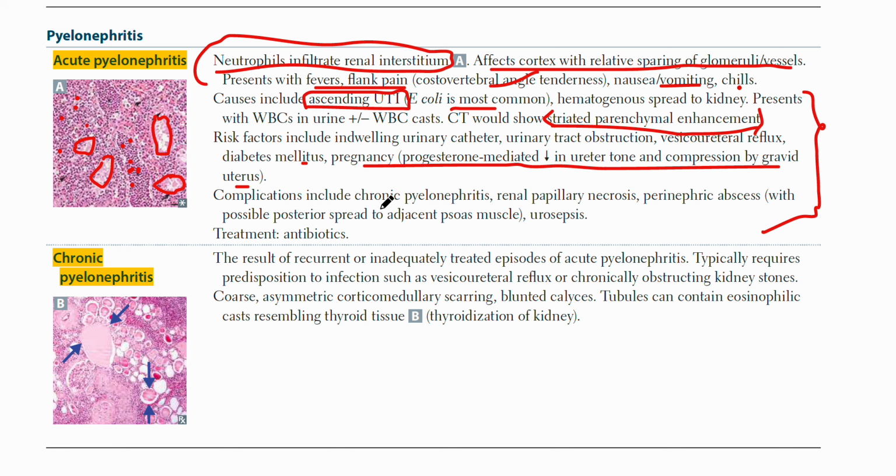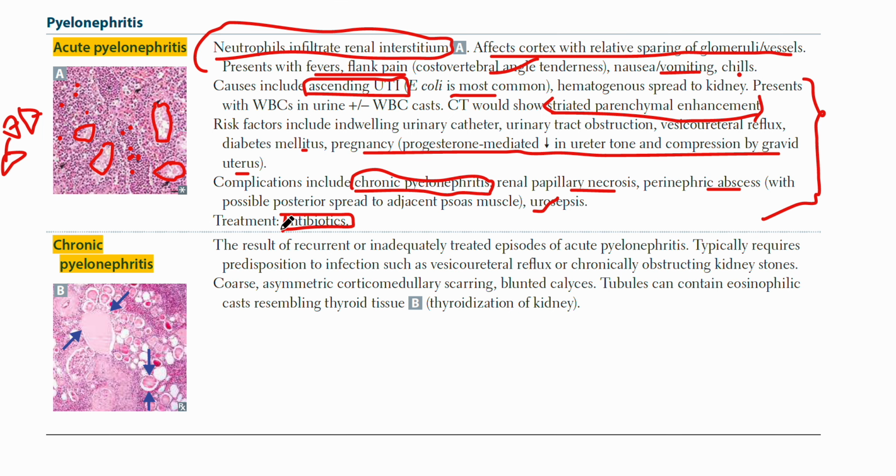The complications include chronic pyelonephritis. Obviously, every acute inflammation has a complication of chronic inflammation, and renal papillary necrosis can occur. So papillary necrosis is that there are different papillae present in the kidneys. They can get necrosed, and perinephric abscess can occur with possible posterior spread to adjacent psoas muscle, and also urosepsis can occur. So the treatment is antibiotics, obviously, because all of these are caused by bacteria or some other pathogen.